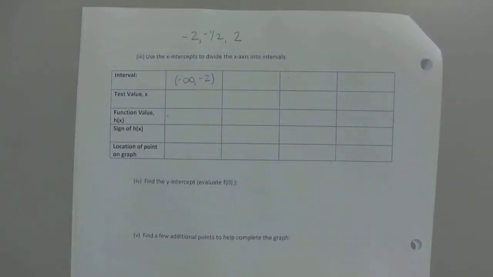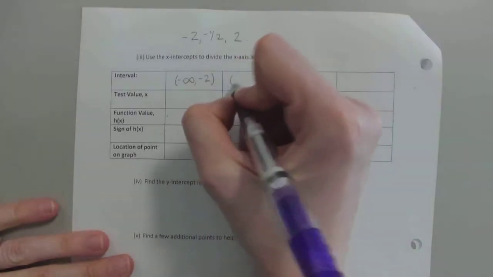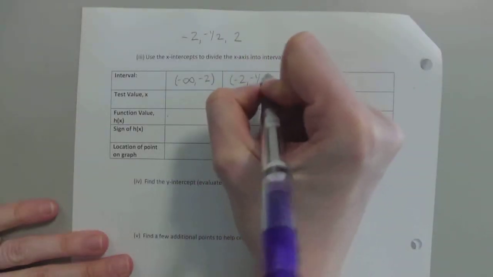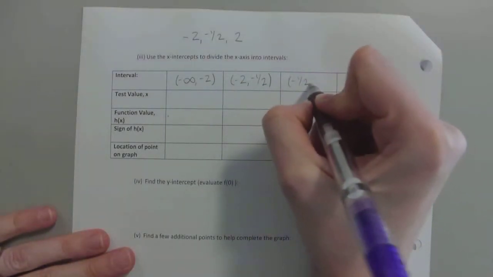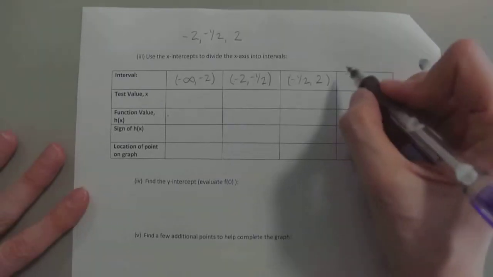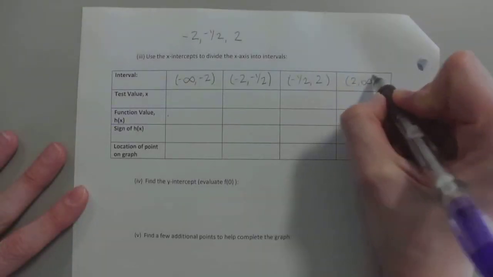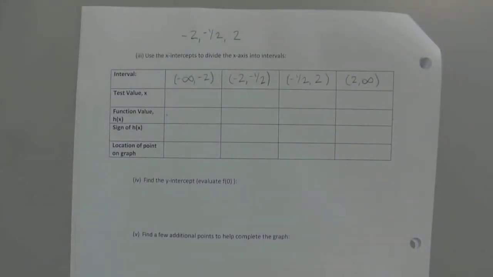Okay, so start from the furthest left, negative infinity, and stop at your first zero of negative 2. And then start where you left off, negative 2, and go to your next zero. Start where you left off, negative 1 half, and go to your next zero, 2. And then we're going to start at 2 and go to infinity.